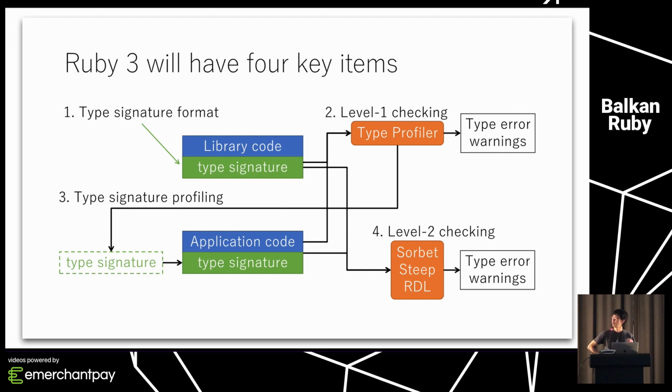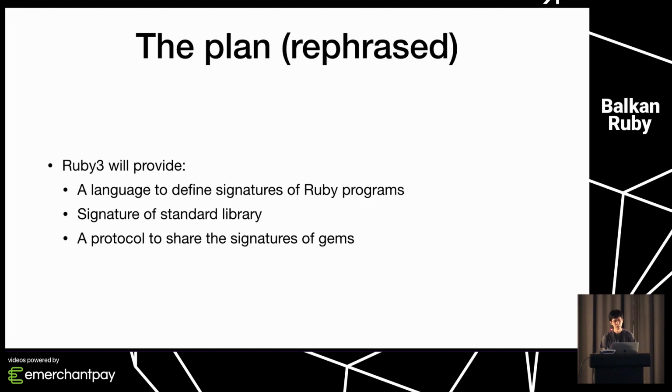This is a picture presented in a talk at RubyKaigi this year, and it explains four key items: signature of libraries, signature of applications, the level 1 type checker, and the level 2 type checker. I'd like to rephrase the plan we have now. Ruby 3 will provide three things: a language to define the signature of Ruby programs, signatures of standard libraries, and a protocol to share the signature of gems.